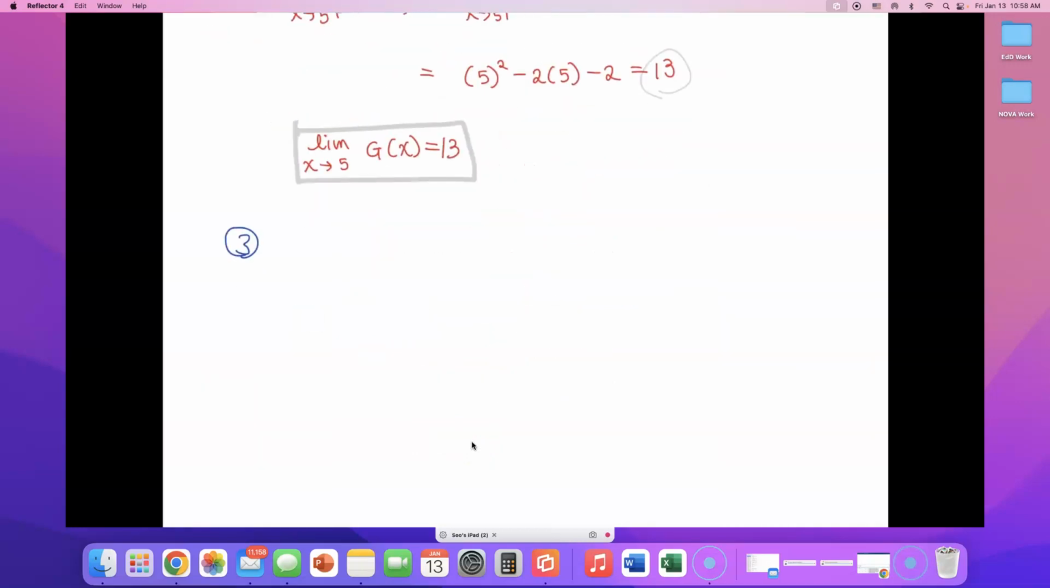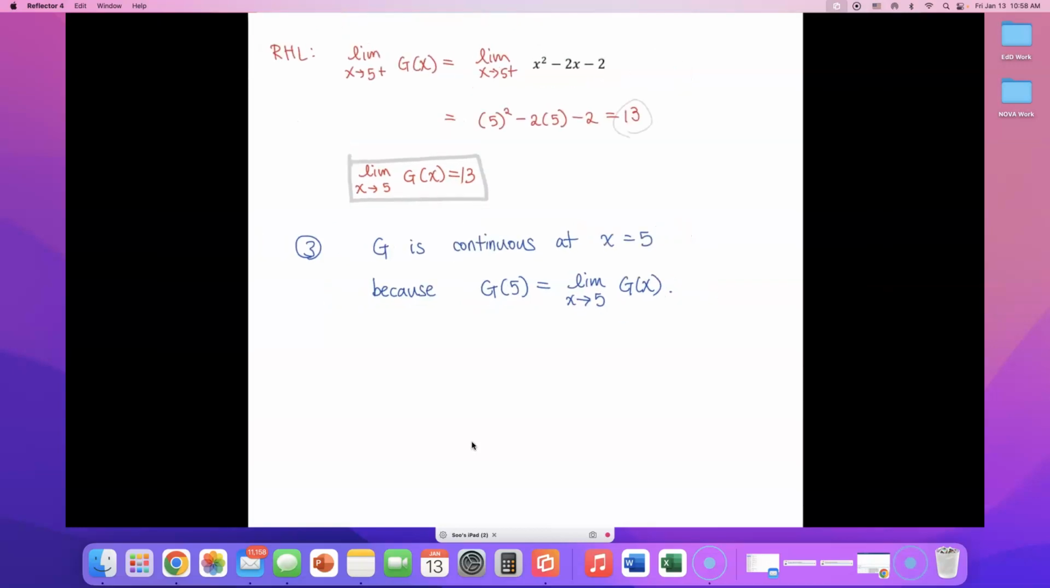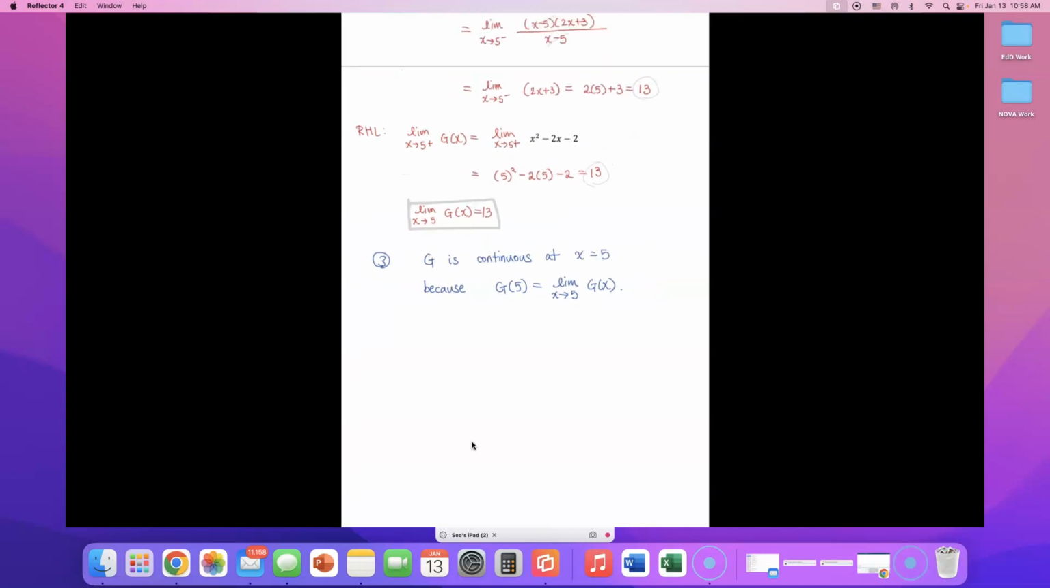We're going to say that g is continuous at x equals 5 because g of 5 is exactly the same as the limit this g of x is trying to approach as x is approaching 5. Okay? And that's how you can show, by algebraic work, limit work, that a function is continuous at a given point.